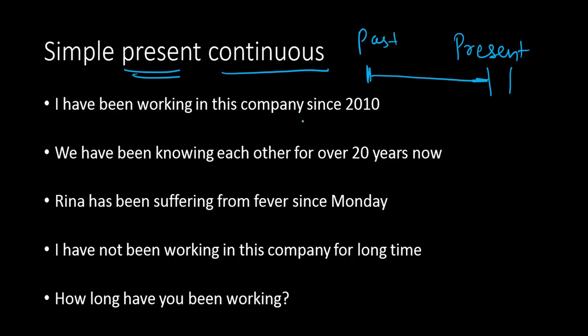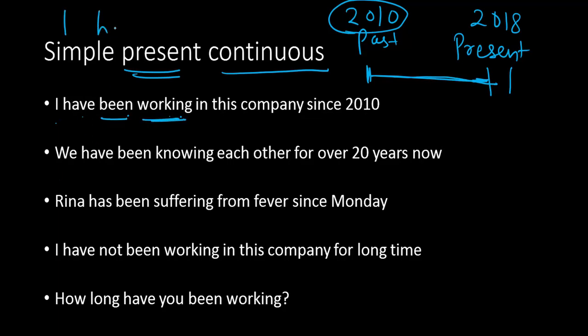I have been working in this company since 2010. So 2010 is past. We are talking in 2018. So the person has been working since 2010 and is still working with the same company in 2018. Hence, you are using present continuous. I have been working. So you are using been and working. I have worked, so it is completed, right? But if it is continuing, you simply use been and working, right?